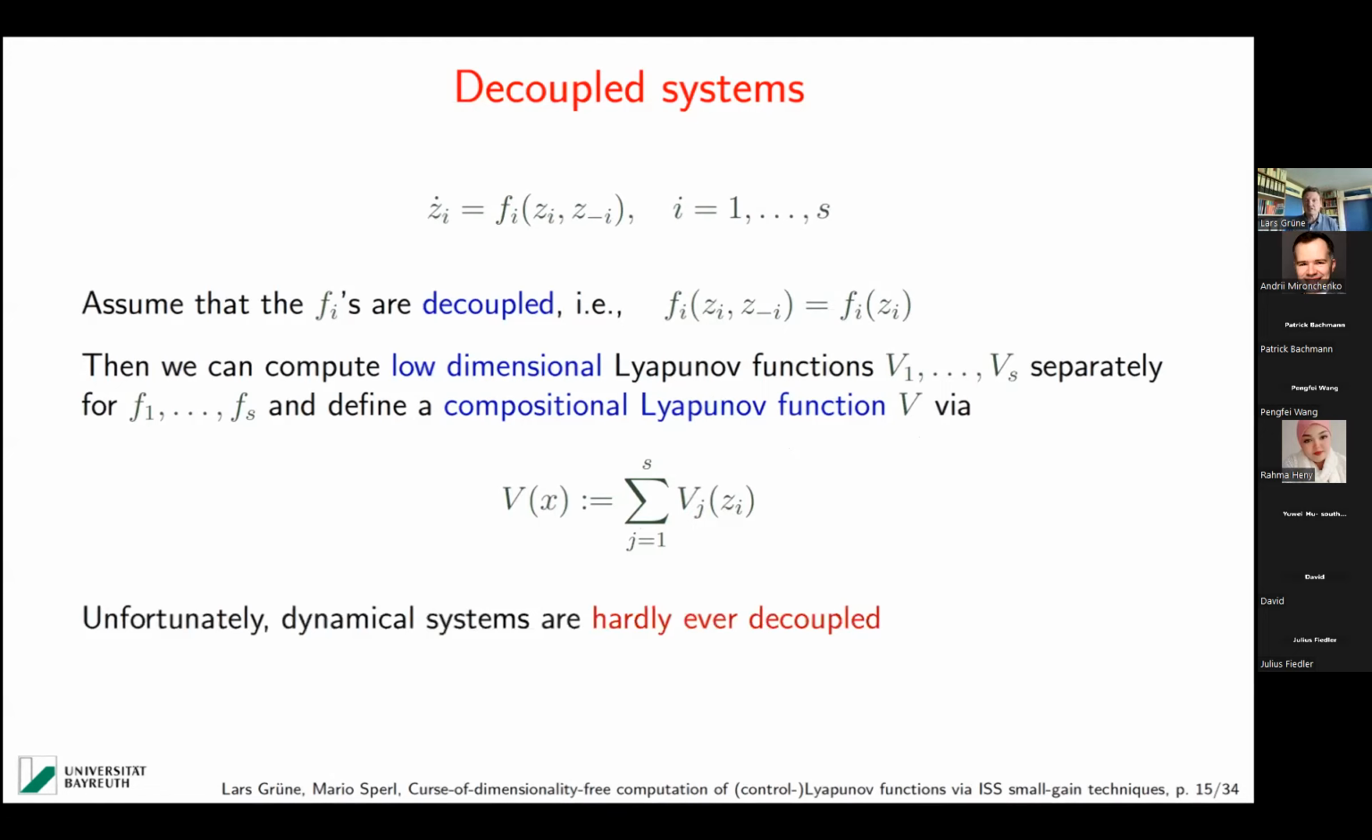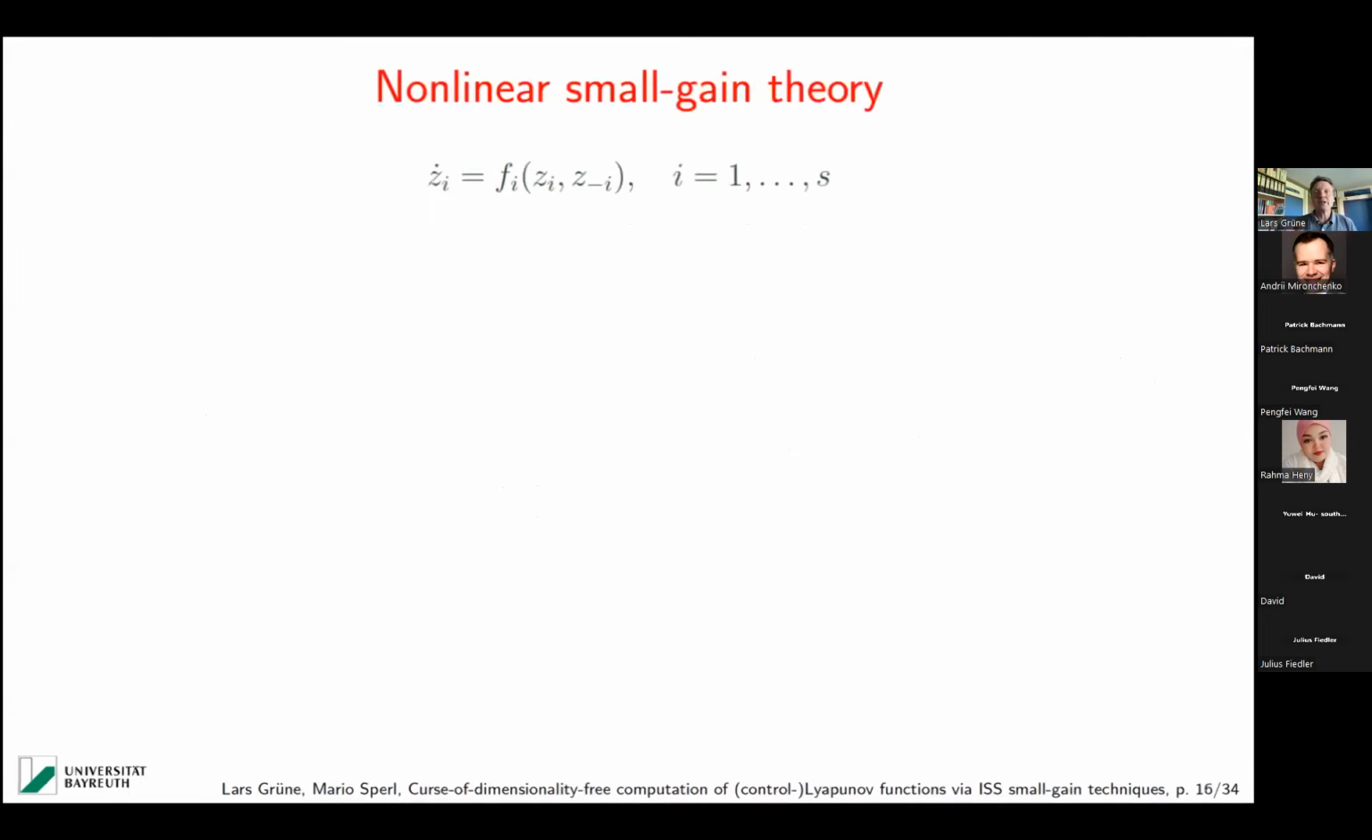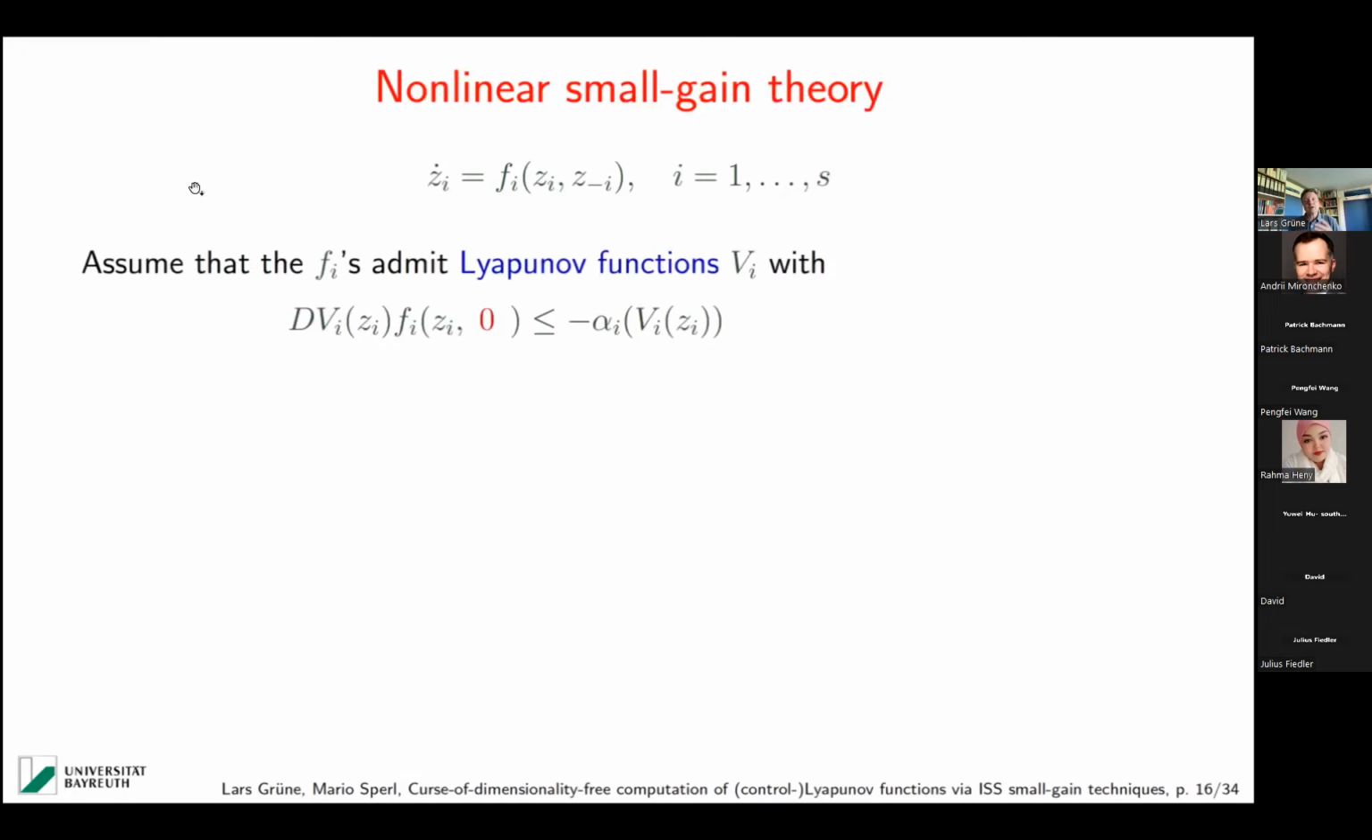The trouble is that, of course, dynamical systems and ODEs are hardly ever decoupled, so you cannot expect this really. But somehow this shows the way how small-gain theory works, because it generalizes this idea without assuming complete decoupling, but rather a certain kind of weak coupling. So let's look at this equation again, now with the z_{-i}. If they were decoupled, then you could assume that we have a Lyapunov function like that, right? If you just plug 0 in here. So this is the usual inequality that you need for Lyapunov functions.